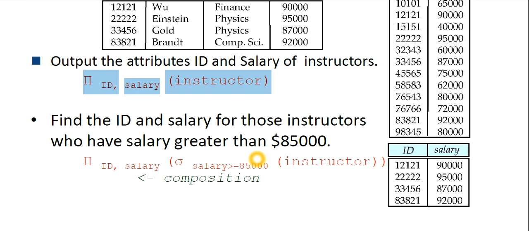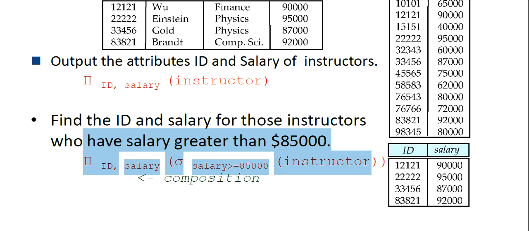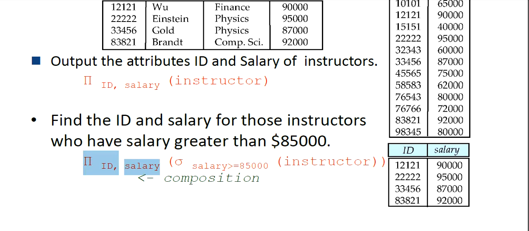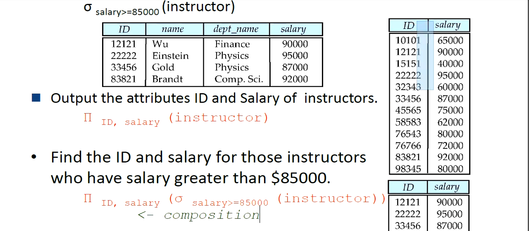So overall, if I face a question like: find the ID and salary for those instructors who have salary greater than 85,000, what will the equation be? First, as I have mentioned, I have selected the tuples where salary is greater than 85,000, and that is this one. Now, from there, I am just focusing on the ID and salary portion. So overall, this is the one.